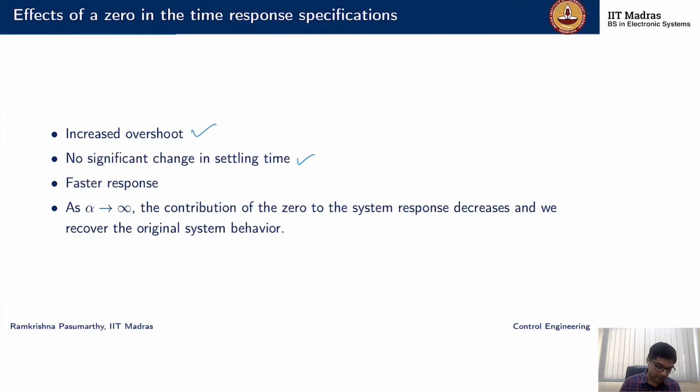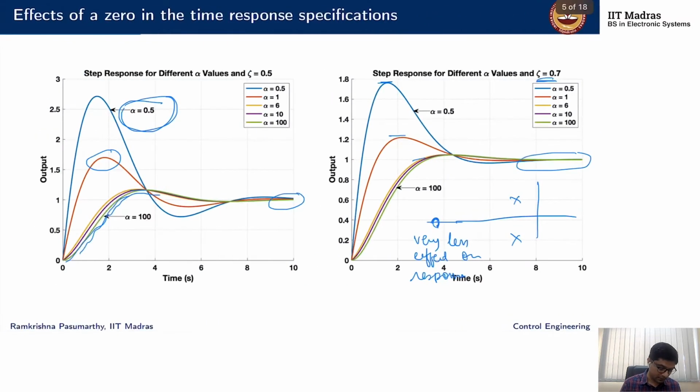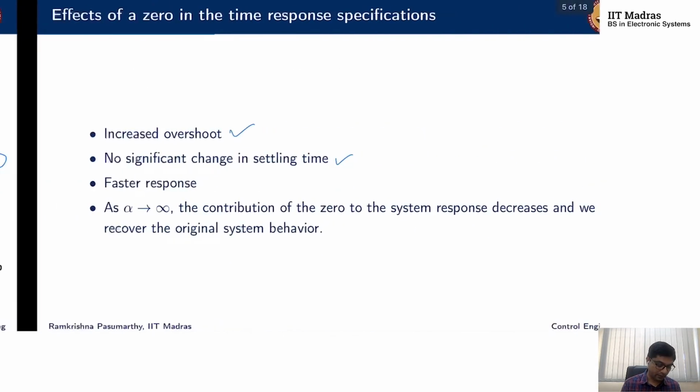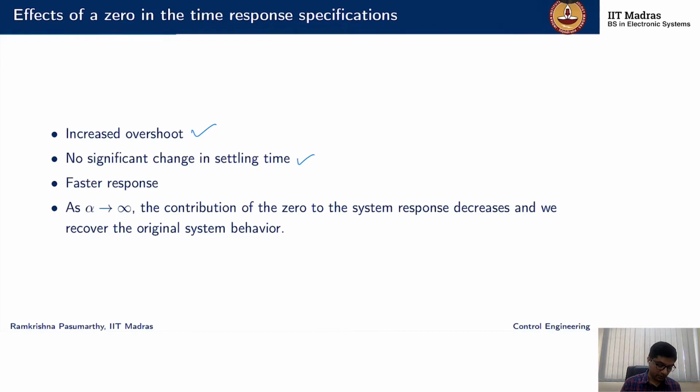But what I can see is that for smaller alphas, the response is faster. You see this system moves slower when alpha equal to 100, or even when alpha equal to, say, 6, whereas when alpha equal to 0.5, the system moves much faster. So I have a faster response, but an increased overshoot. And as alpha goes to infinity, the contribution of the zero to the system response decreases, and we recover the original system behavior.